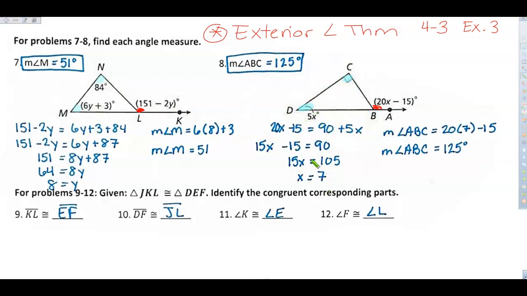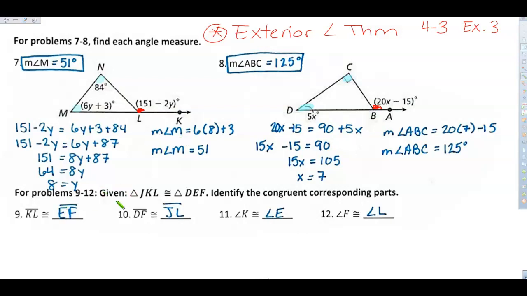We solve. So we're going to solve for x and get that x is 7. All right, again, I wanted the measure of angle ABC here. So we are going to plug 7 in for x with angle ABC. That is the exterior angle. And I'm going to get that angle is 125 degrees.